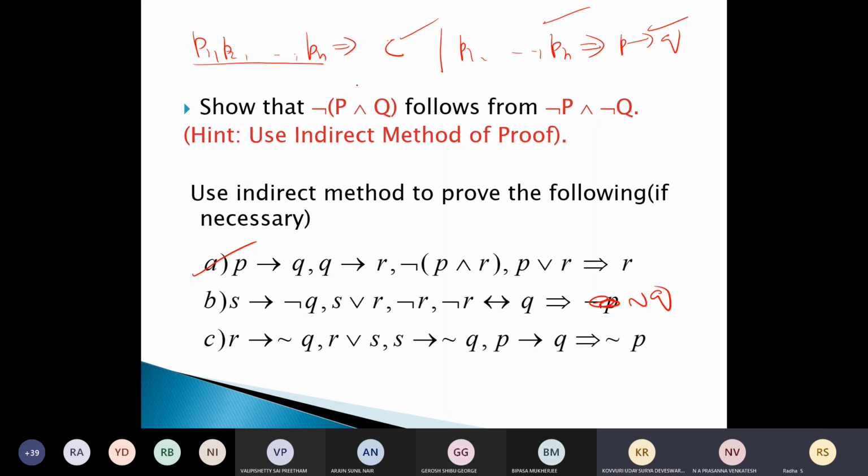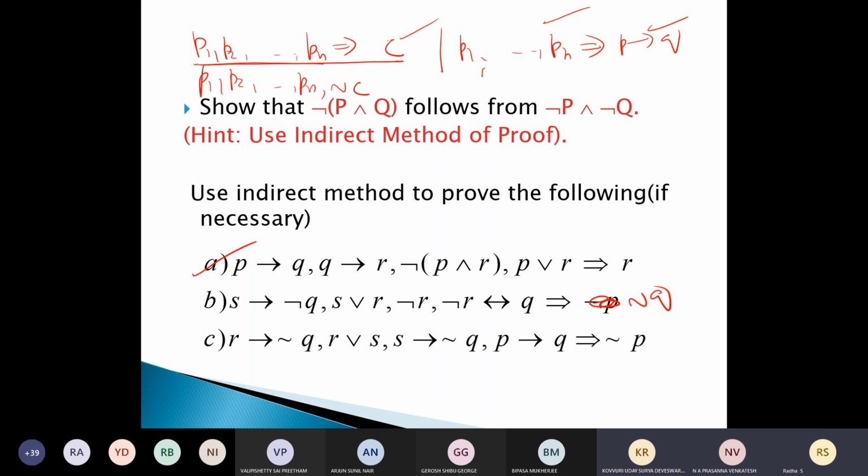The third method is the indirect method. So what do you mean by indirect method? Suppose I need to prove conclusion C is true from the given set of premises P1, P2, etc., Pn. So instead of directly proving C is true, I am assuming that suppose C is not true. I'll take that as an additional premise, along with P1, P2, etc., Pn.